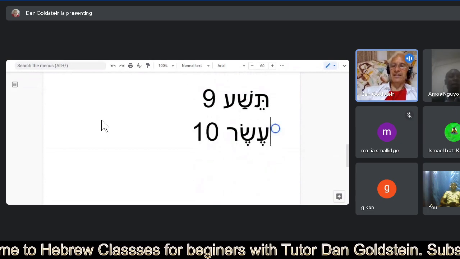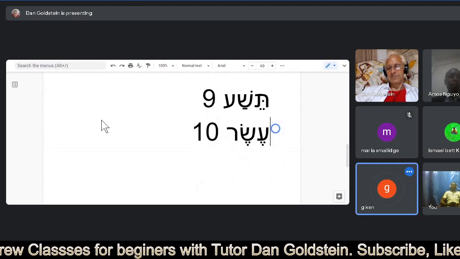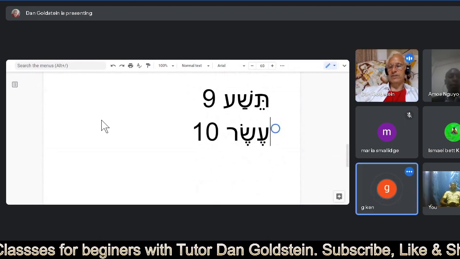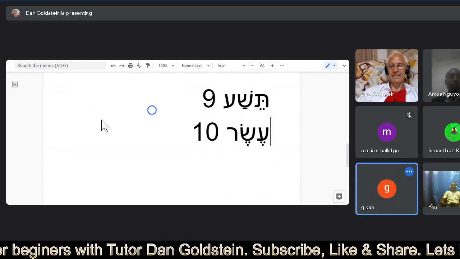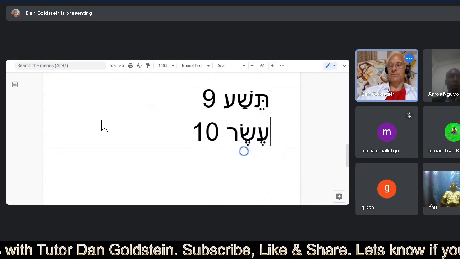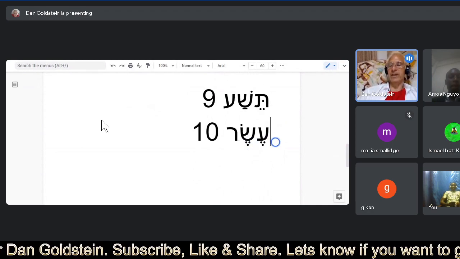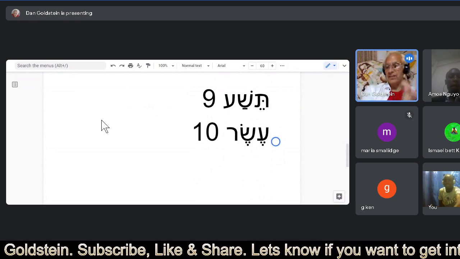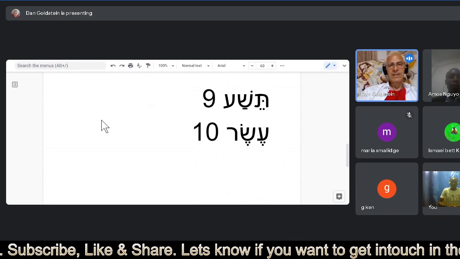And lastly, 10. Eser. Is that a shin or a sin? Eser. Beautiful. And again, we have our rule of 2 segols, where the first segol will take the accent, and we have bum bum, eser.